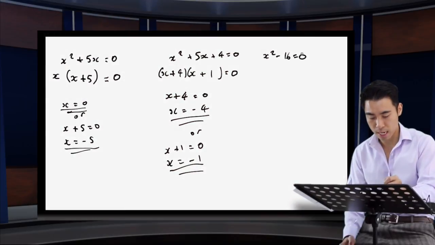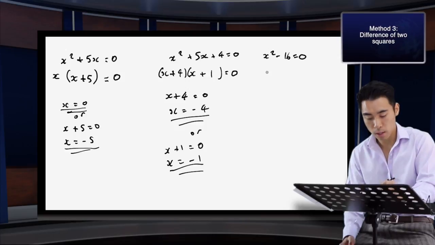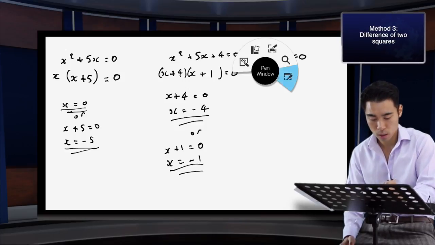So x squared minus 16 equals 0 here. Again, like I said, it's going to be two sets of brackets.